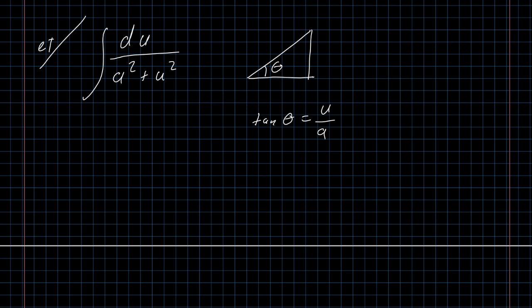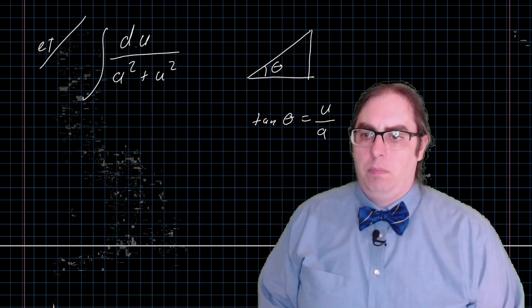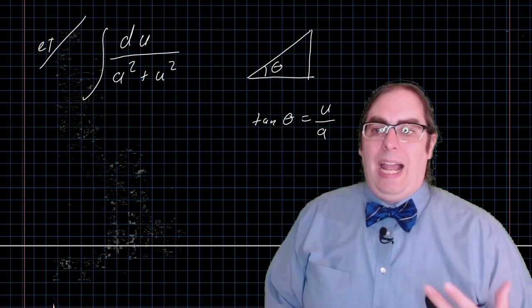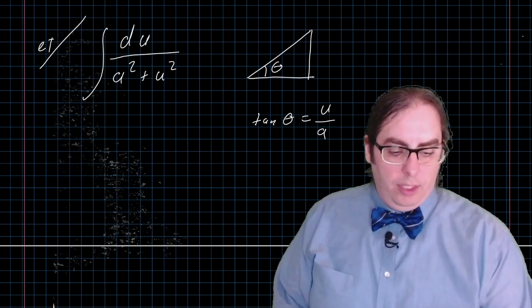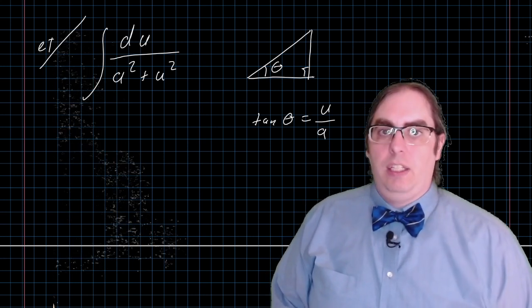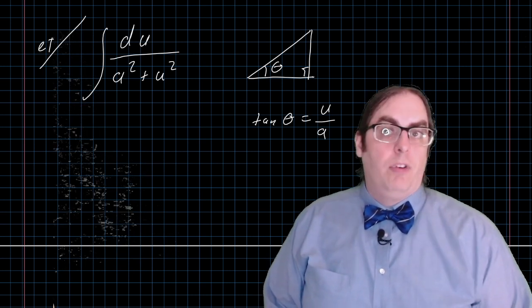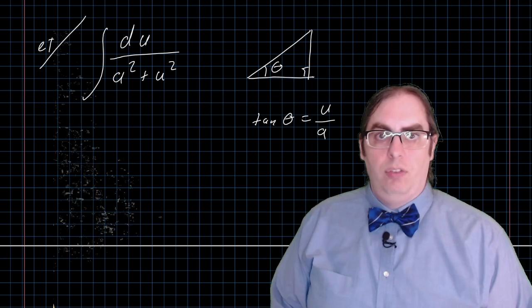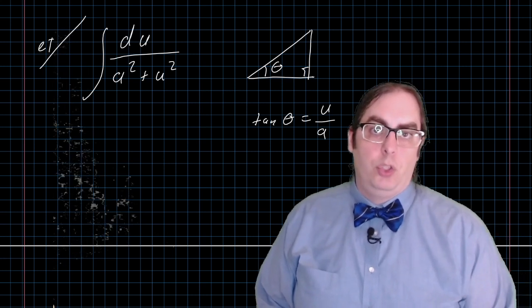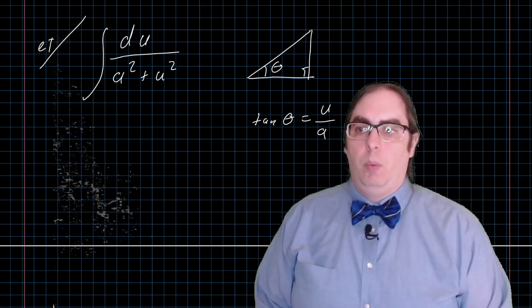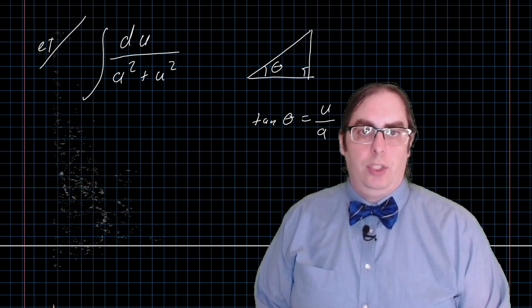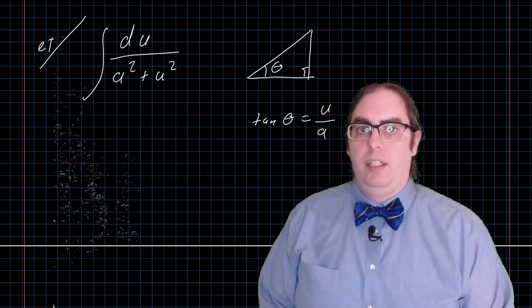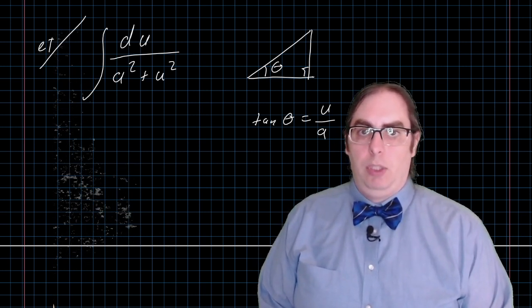So I want you to determine how you should arrange the right triangle so that tangent of theta is u over a. From there, figure out what the remaining side of the triangle is and use a trigonometric function to represent it. You're going to want that other side of the triangle, and you're going to want your constant side. Those two things together are going to be useful.